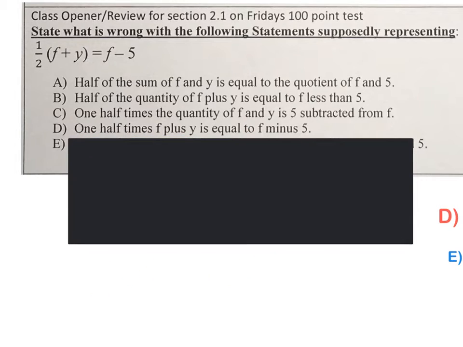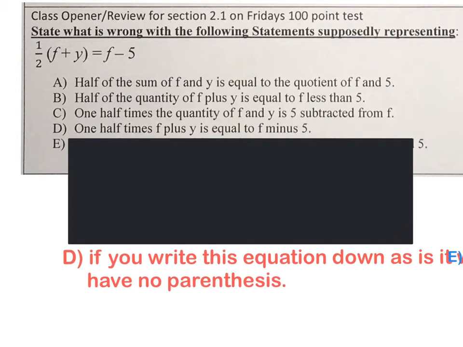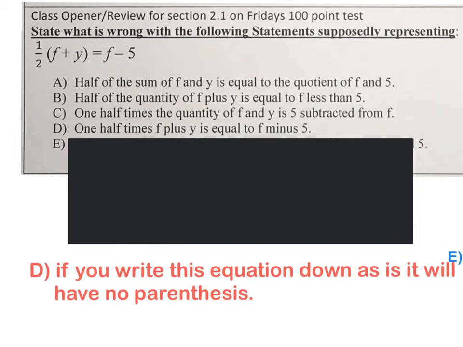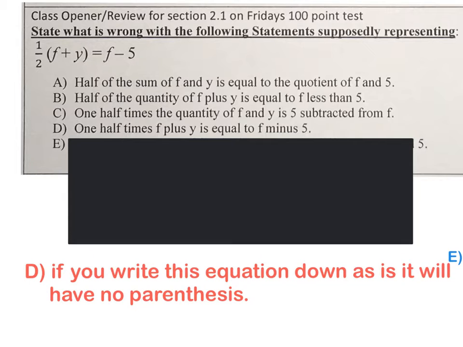Let's take a look at the typed out response here for option D. If you write this equation down as it is, it will have no parentheses. So maybe I should have put a comma right here. As it is, comma, it will have no parentheses. So that's the mistake, that there are no parentheses if you write it down the way it is right there. Let's move on to the last one.